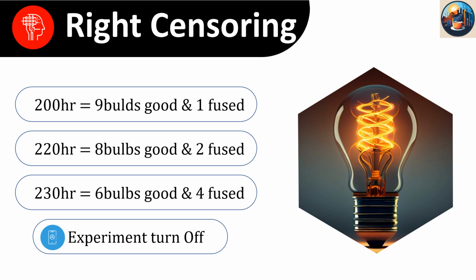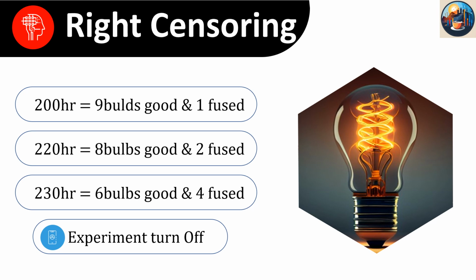So what can he do? Yes, he can use something very special, something very magical. In statistics, we have a survival function which has the ability to provide the probability of surviving beyond a certain time point. In this particular case, after 230 hours, what will be the probability of these 6 bulbs surviving?